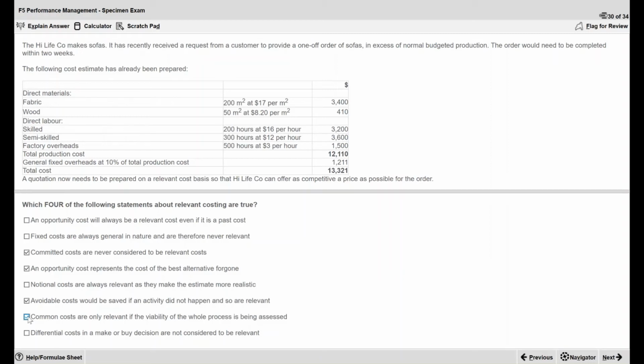If we want to evaluate the whole process, then we look at the common cost. Otherwise, for example, if we're looking at a further processing decision, we only look at the incremental cost, not the common cost. If we want to evaluate the whole process of all units being made, then maybe common cost will be relevant. Otherwise, if we are looking at a further processing decision, then common costs would have already been incurred, so they would not be relevant.